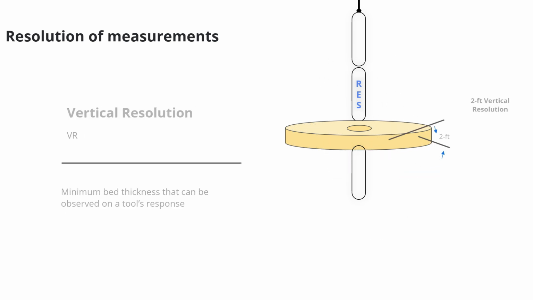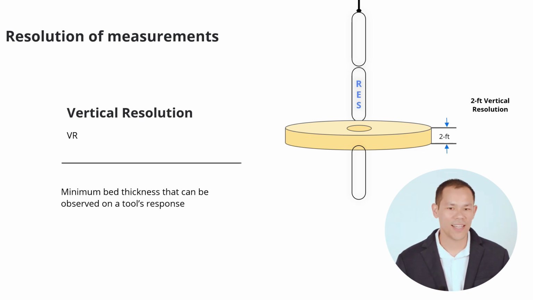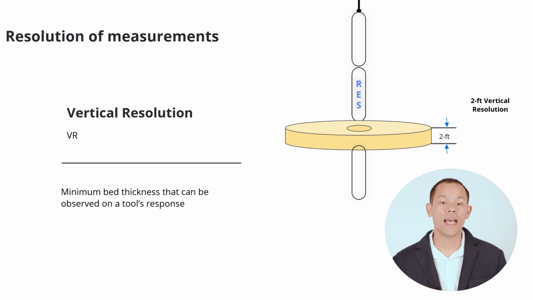Another key concept is vertical resolution, which is defined as the minimum bed thickness that can be observed on a tool's response. For instance, a tool with a 2 feet vertical resolution is capable of responding to a formation 2 feet thick. However, this does not necessarily mean that the tool is capable of an accurate measurement in such thin formations. In very thin formations, a large percentage of the tool's response depends on the properties of adjacent formations.